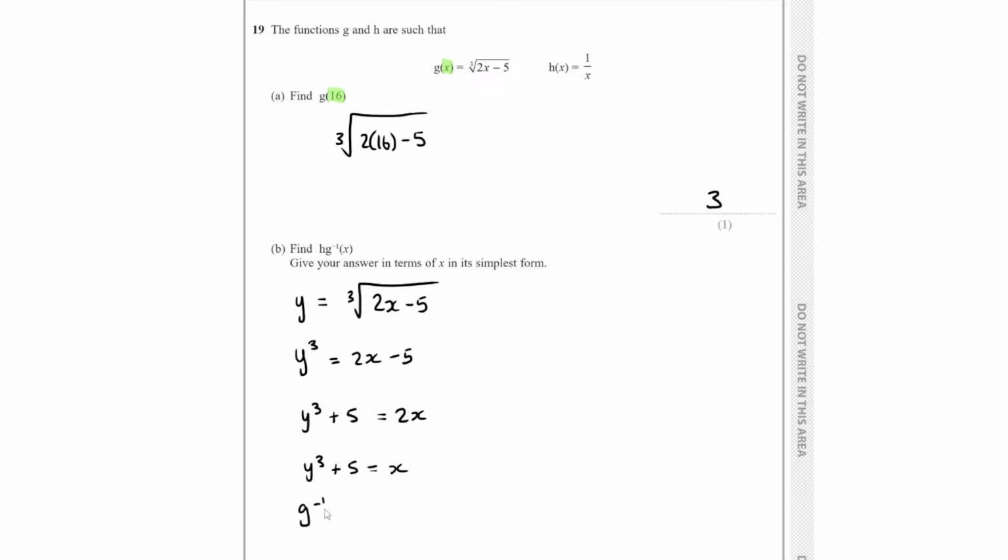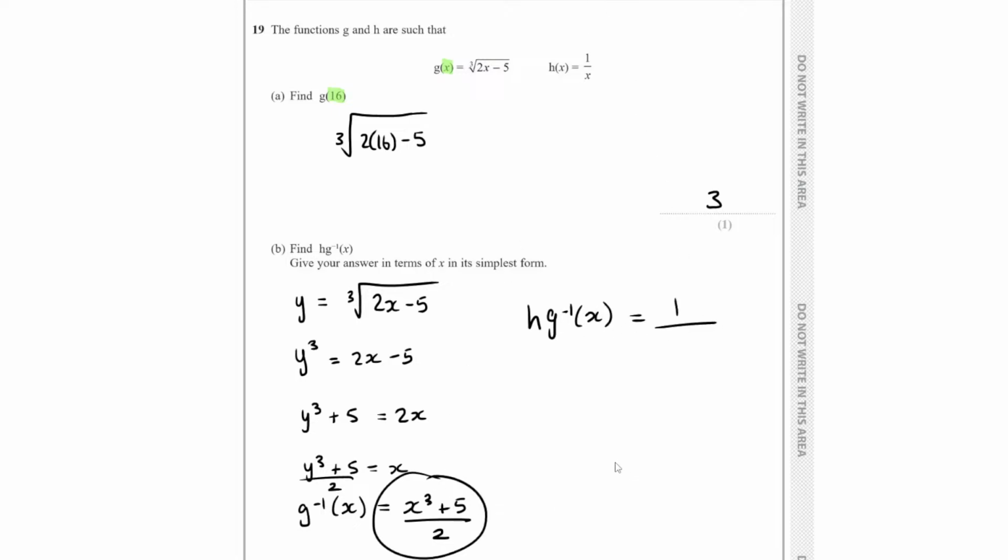So the inverse function of g is, and then you swap the y for x, x cubed, oh, that's meant to be over 2, plus 5 over 2. If you can see all of that. Yeah. So that's the inverted version of g. Now I need to then sub that into h. So h was 1 over x. Wherever there's an x, I replace it with the whole of the inverse of g. So that would be 1 over x cubed plus 5 over 2.